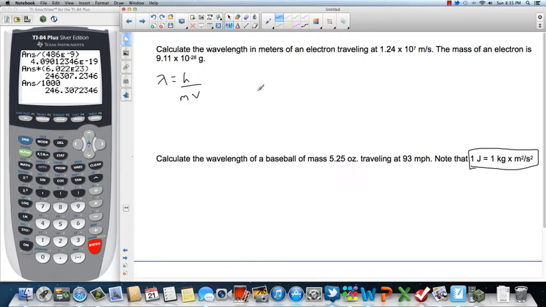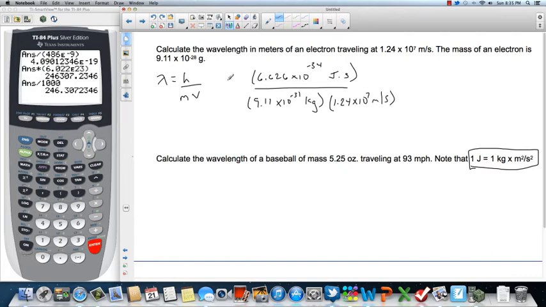Outside of that, this is a very straightforward problem because what we're left with is 6.626 times 10 to the negative 34th joule seconds, okay, that's Planck's constant, divided by the mass of this particle, 9.11 times 10 to the negative 28 grams, which is equal to 9.11 times 10 to the negative 31st kilograms, because remember, to go from grams to kilograms, you divide by 1,000, so you move your decimal 3 places to the left, so that place value gets even smaller. And then we know the velocity it's moving is 1.24 times 10 to the 7th meters per second.